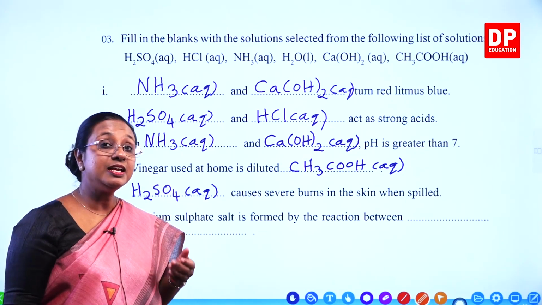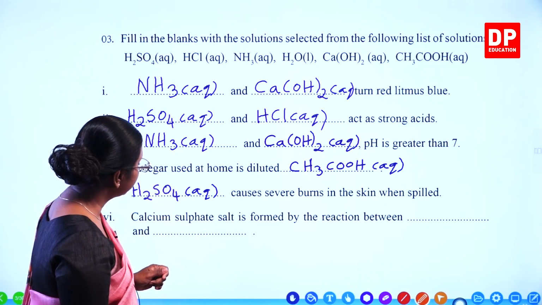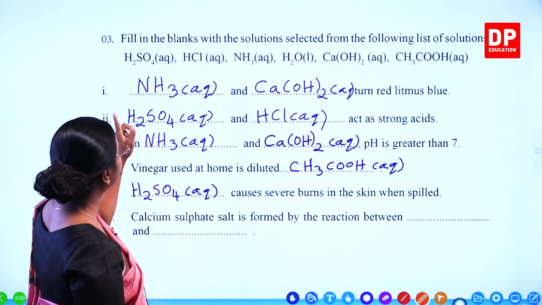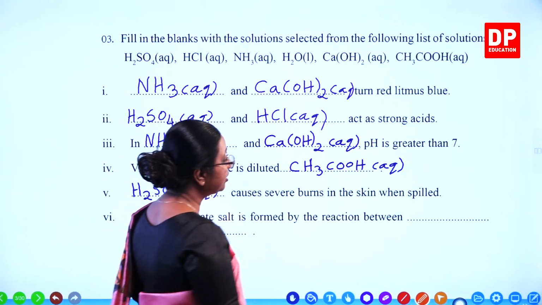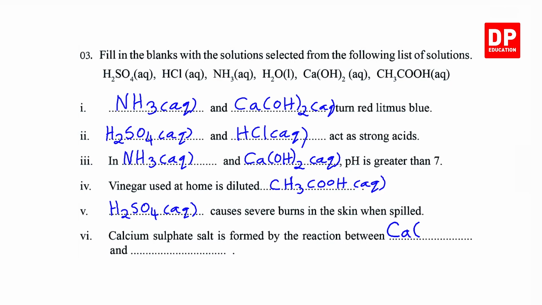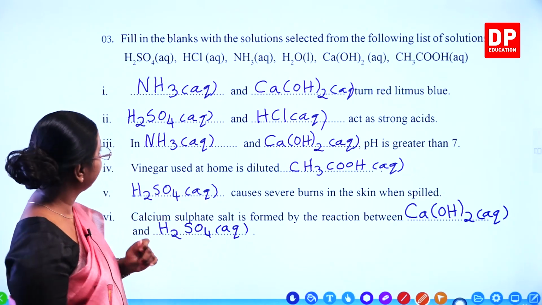Sulfuric acid also has the dehydrating ability, so it can be very, very harmful. Calcium sulfate salt is formed by the reaction between calcium hydroxide and sulfuric acid. So we need to get calcium, so it has to be calcium hydroxide aqueous. And to get sulfate, we have sulfuric acid here, so it has to be H2SO4 aqueous. So are these correct? I am sure they are. Yes, and you would have got them correctly.